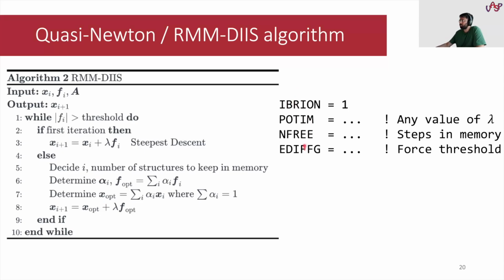So how do you activate this with VASP? Fairly similar. You have IBRION as 1, simple, easy to remember, 1 being the first algorithm. You need a certain step size, at least for the choice of steepest descent, so lambda. NFREE is the number of steps to be kept in memory. So I mentioned in step 5 of the algorithm that you need to decide I, which is the number of structures to keep in memory. Make sure that you choose something that looks reasonable, and we'll come to what a reasonable value is in the next slide. And you need EDIFFG, which is the force threshold, so what you consider to be converged. I think these are the 4 important tags for this algorithm.